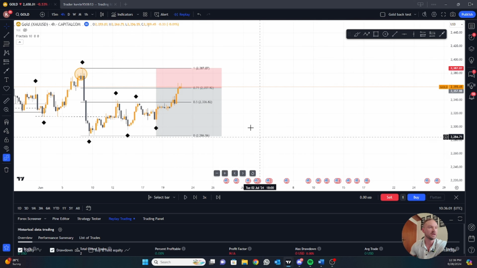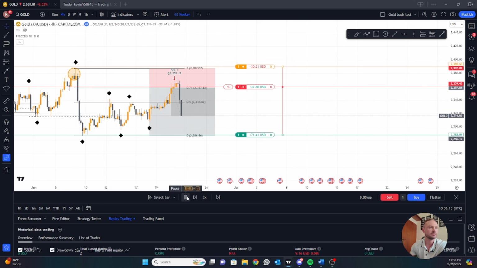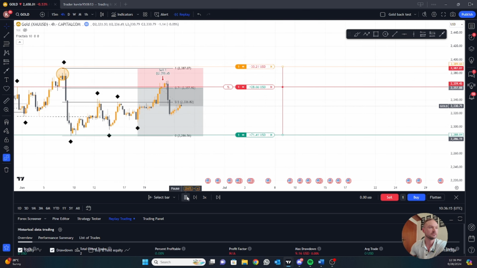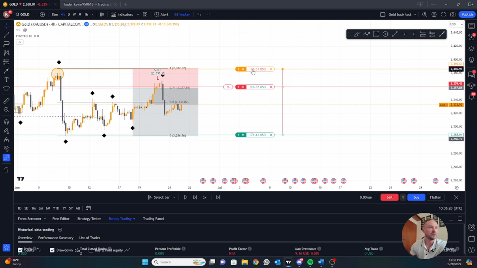Okay, and it triggered our sell just right here. And our take profit down here, our stop loss up here. At this stage, we can move our stop loss to break even.